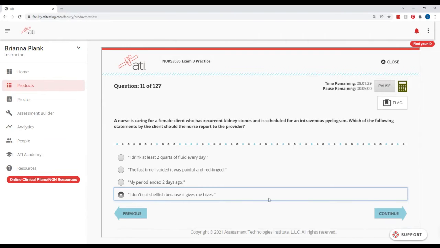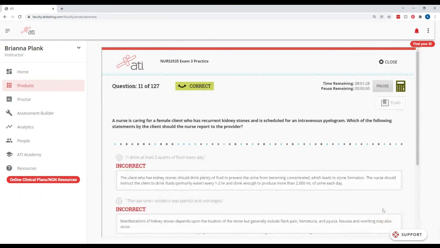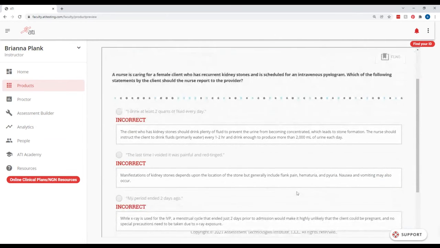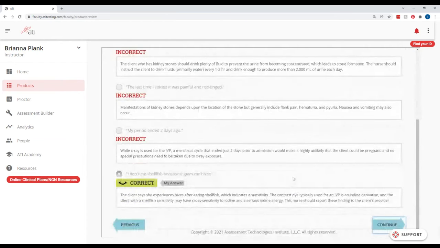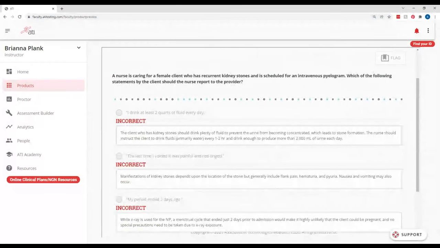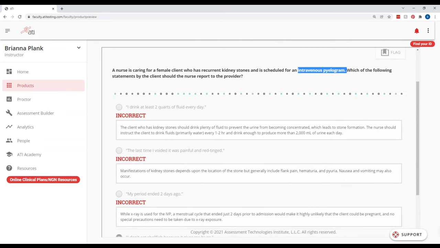Okay, table side D. Yeah, okay, for sure. So intravenous pyelogram, that means they're going to get contrast. Oh, cool, Janelle. Okay. We got this, teamwork.